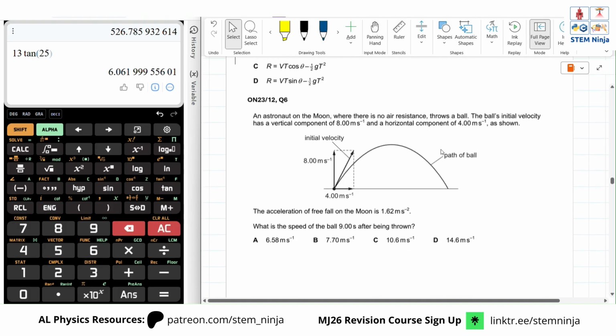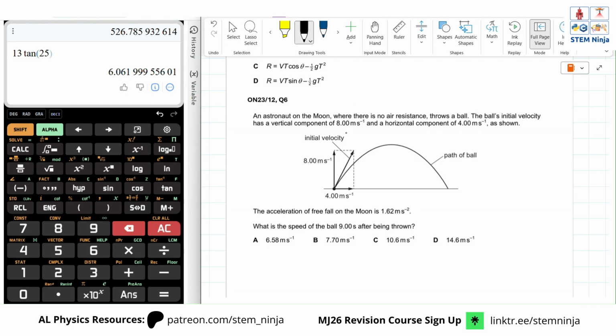Right. An astronaut on the moon, where there is no air resistance, throws a ball. The ball's initial velocity has a vertical component of 8 meters per second and a horizontal component of 4 meters per second. The acceleration of free fall on the moon is this. What is the speed of the ball 9 seconds after being thrown? So speed means we need to find the magnitude of the total velocity.